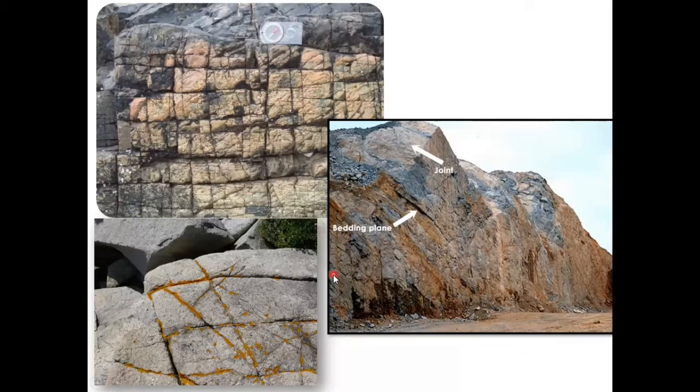Here we have some examples of joints from the field. On this field photo, you can see a perfectly parallel, linear alignment of joints, as if someone came and cut this outcrop with a knife.